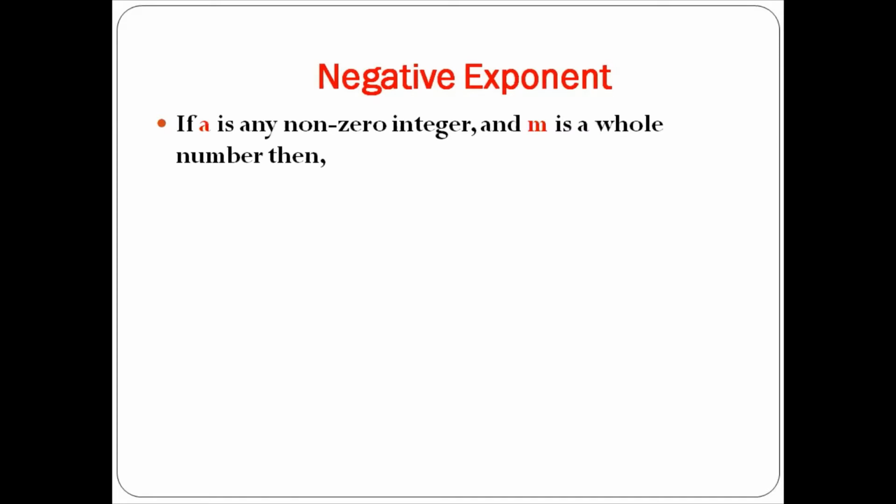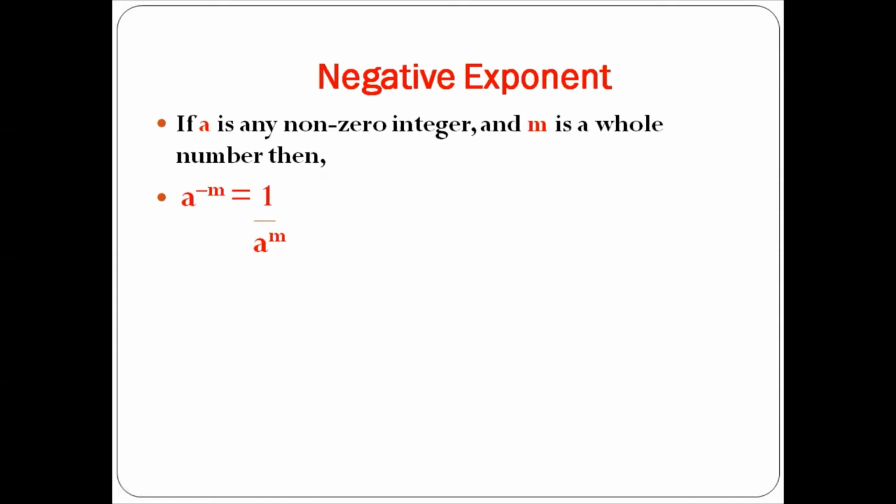Let's see the seventh and the last law of exponents, negative exponent. If a is any non-zero integer and m is a whole number, then a raised to power of negative m is equal to 1 upon a raised to power of m. Here a is a non-zero integer and the power negative m is a negative number.